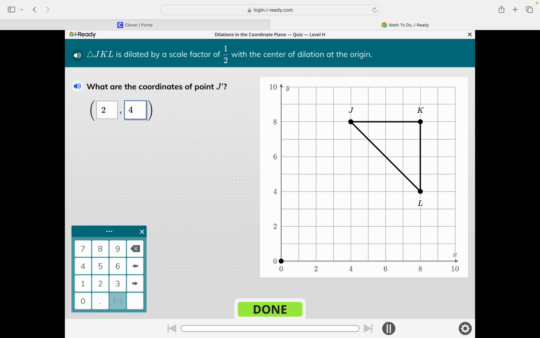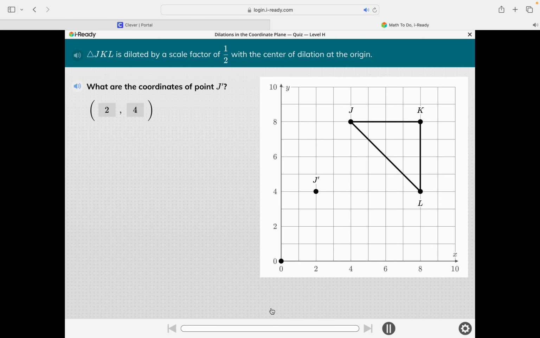See here. J equal to 4, right? And 8. Here, read there. Triangle JKL is the real triangle. It is dilated, making it small by a scale factor of half, with the center at the origin. So 2 and 4. 2 will be here and 4 will be here. That line, J prime, will come right there. It's 2 and 4. Correct. Here is point J prime.